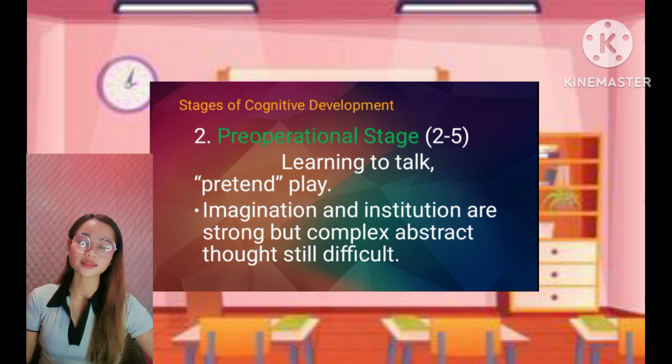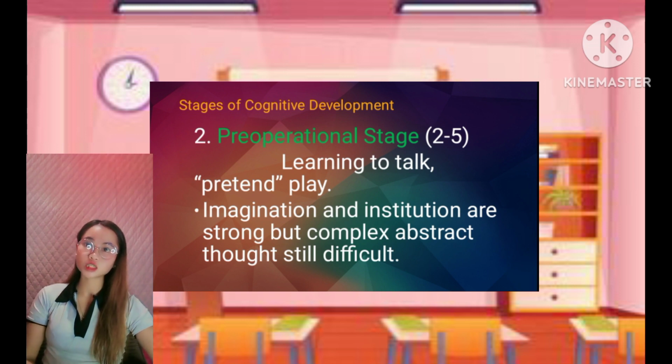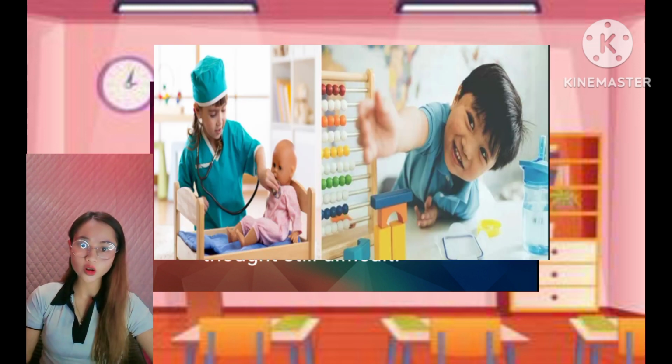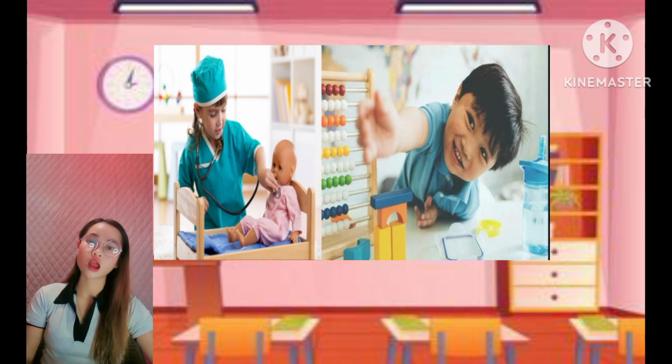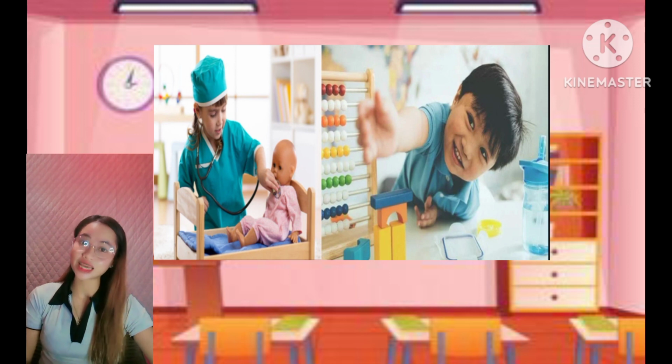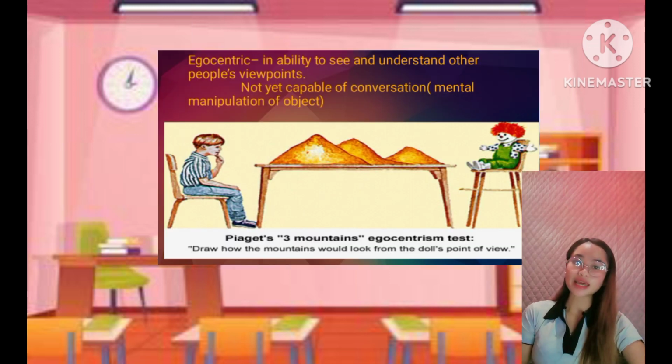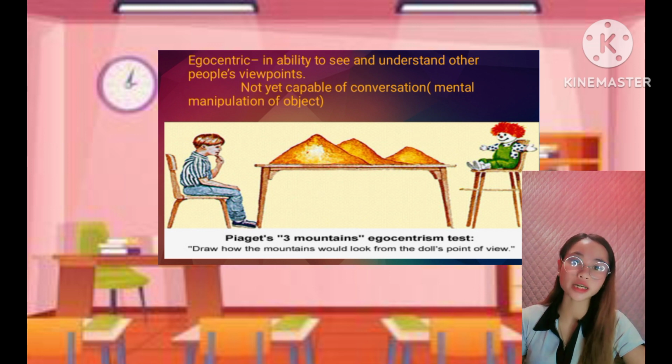As you can see in the picture, they tend to play doctor, teacher, or superhero, and a patient. At this stage, they tend to be egocentric. Egocentric means an inability to see and understand other people's viewpoints. At this stage, children are not capable of taking another person's view of an object.